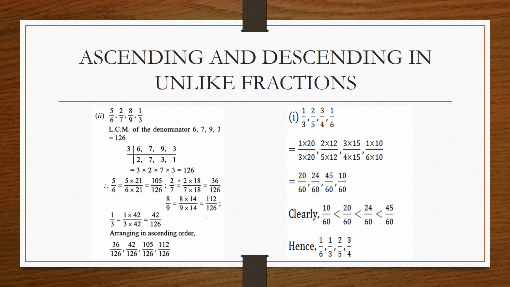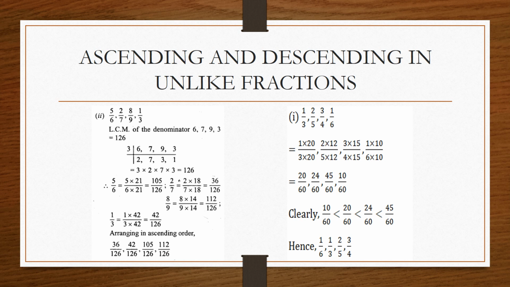So let us find out the LCM of 6, 7, 9 and 3. The LCM of 6, 7, 9 and 3 comes out to be 126. Now you have to make the denominators 126. Now for 5 by 6, you have to multiply 6 with 21. So you will multiply 5 also with 21. So 105 by 126. Now for 2 by 7, you have to multiply 7 with 18. So you will multiply 2 also with 18. 36 by 126.